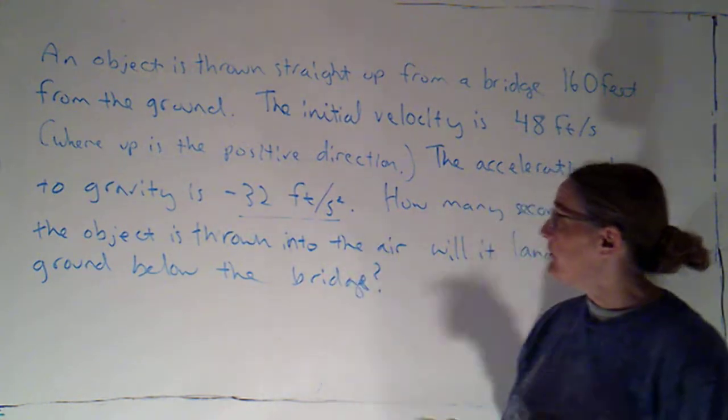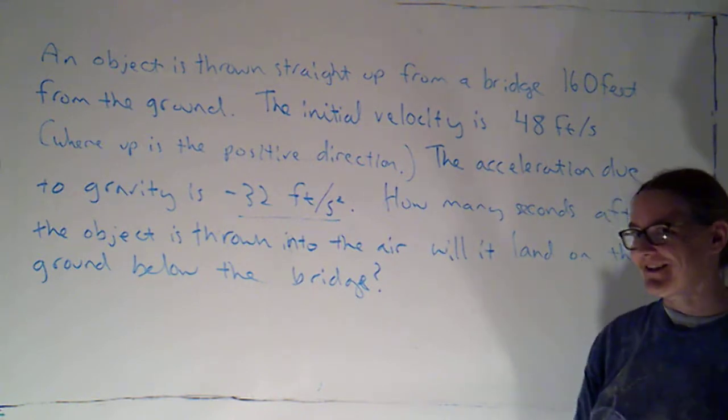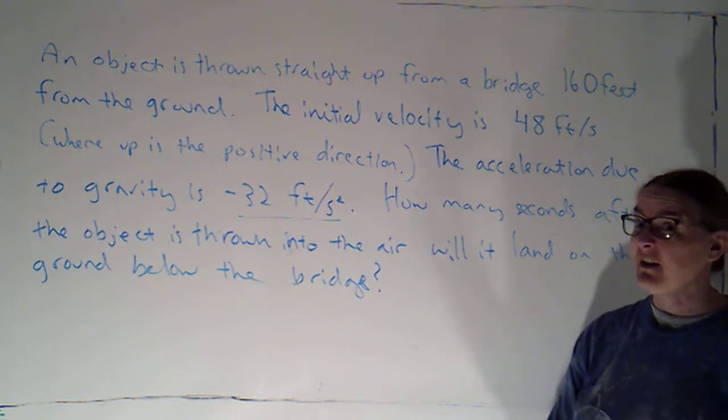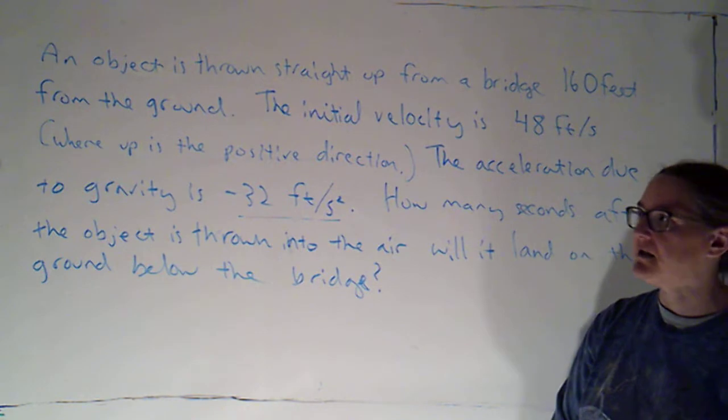Do be careful: this is feet per second squared. Some problems are going to use the metric system, in which case it's going to be meters per second squared, and then it's the same gravity, different units, so it's going to be a different number. It's going to be negative 9.8 in that case.